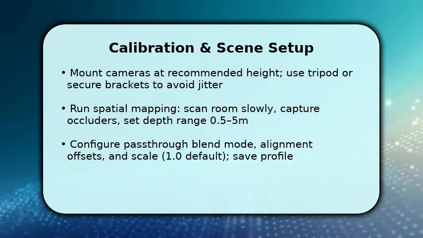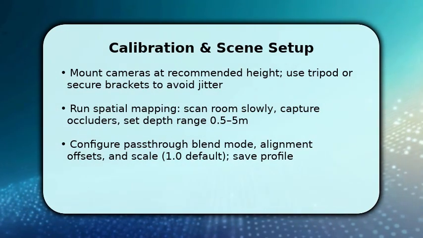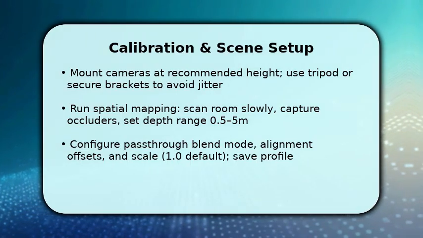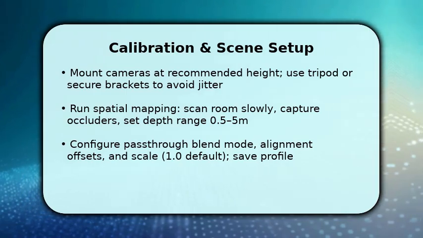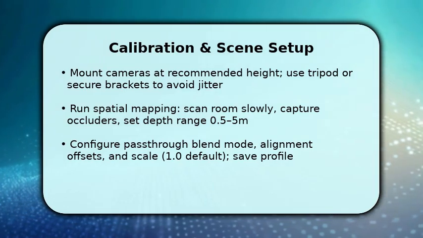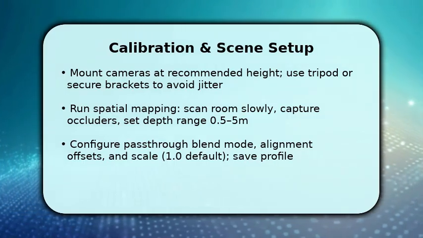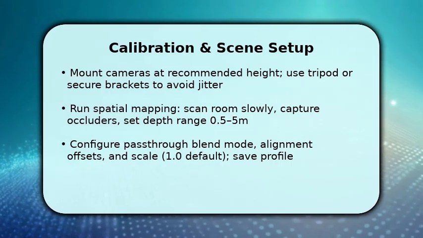Next, you calibrate and build the mixed reality scene so virtual content aligns with the real world. Mount cameras at the vendor-recommended height and secure them to prevent jitter. Then run a spatial mapping pass. Scan the room slowly to capture occluders and set depth range from about 0.5 to 5 meters to cover typical interactions.